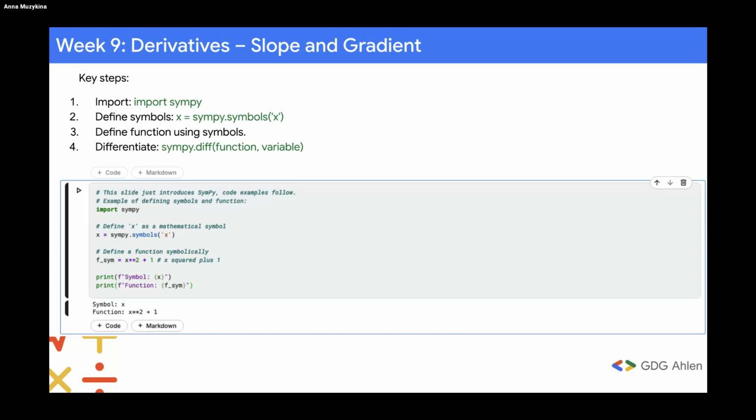Next, define your function using these sympy symbols. The operations look like regular math: plus, minus, multiply, divide. Use sympy.diff, for differentiate, to compute the derivative. You pass it the function expression and the variable you want to differentiate with respect to. Let's see some examples.